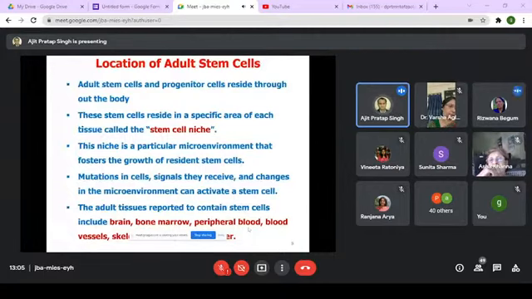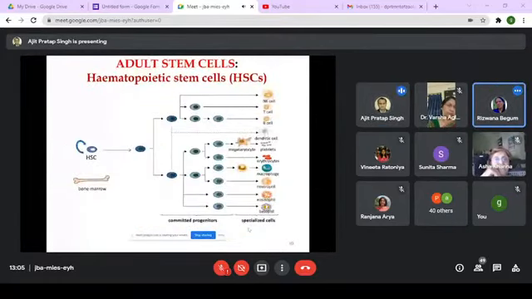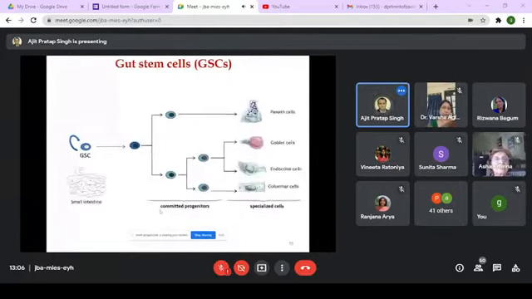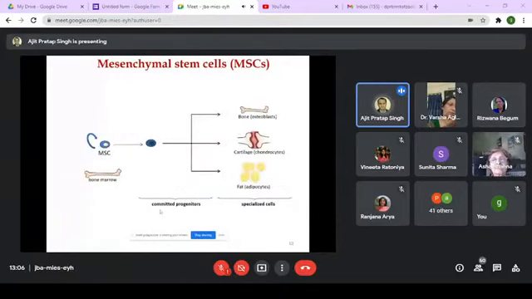Now, the hematopoietic stem cell is found in the bone marrow, and it differentiates into different types like NK cells, neutrophils, T cells, B cells, dendritic cells, platelets, erythrocytes, macrophages, and all. Likewise, neuronal stem cells are found in the brain and differentiate into neurons, interneurons, oligodendrocytes, and type 1 astrocytes. Gut stem cells are found in the small intestine and form Paneth cells, goblet cells, endocrine cells, and so many others. Mesenchymal stem cells are found in the bone marrow. They can differentiate into osteoblasts, chondrocytes, and adipocytes.